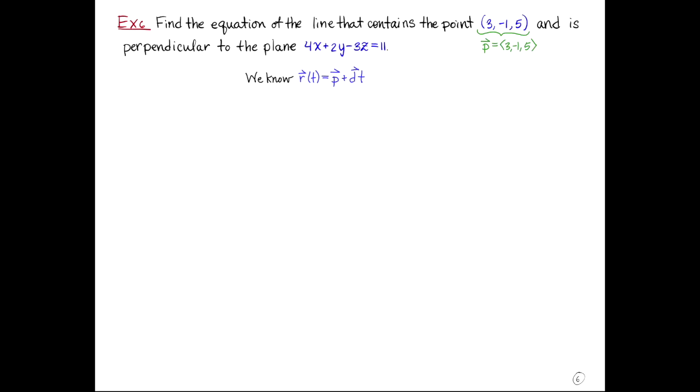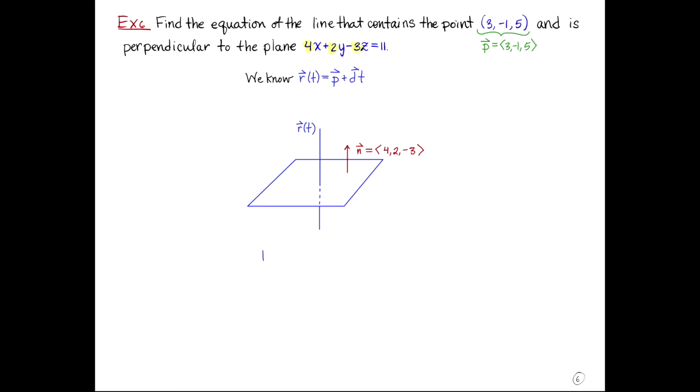Whenever we're dealing with problems that contain lines and planes, I think it's really helpful to draw a quick sketch. We have a plane with the normal vector equal to 4, 2, negative 3, looking at the coefficients of our x, y, and z in our equation for the plane. And we're looking for the equation of a line that is perpendicular.